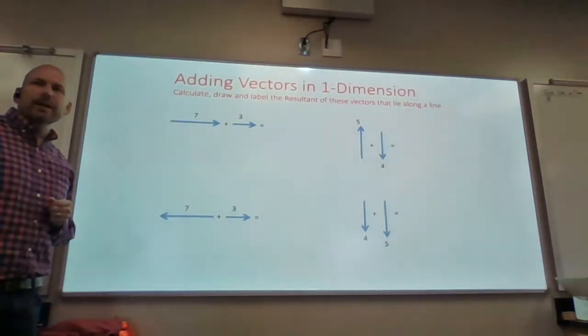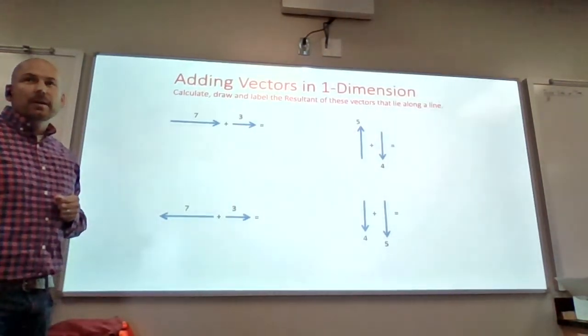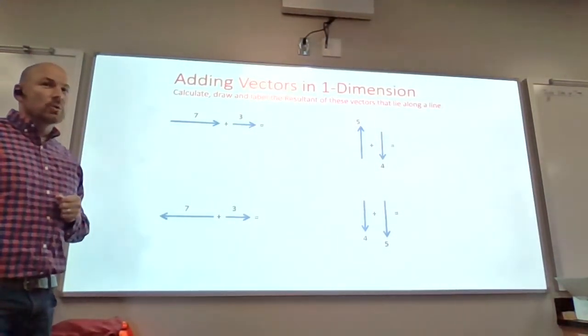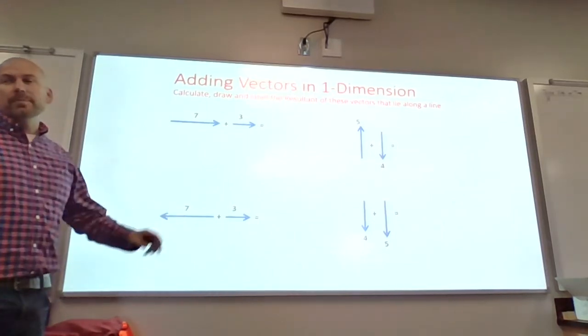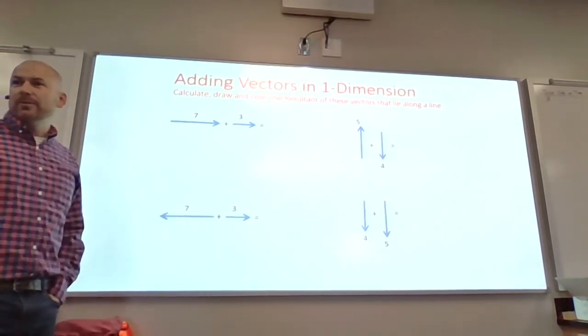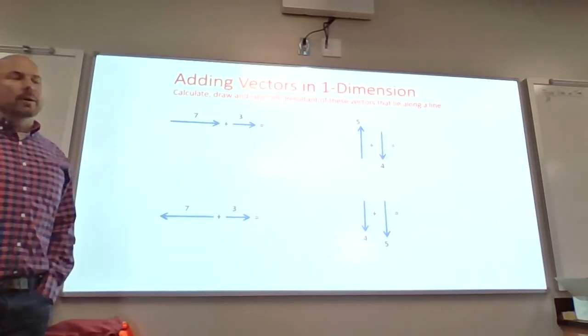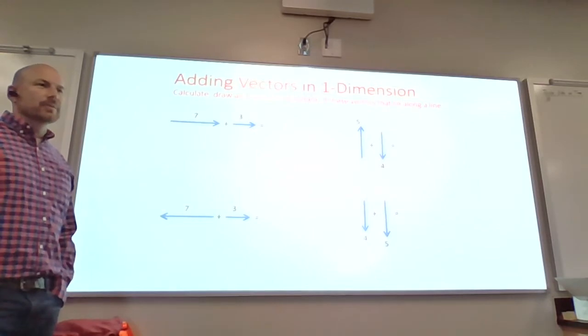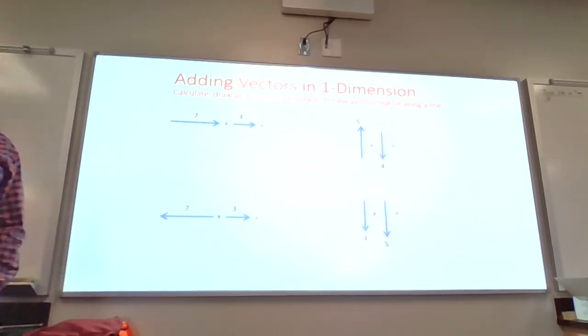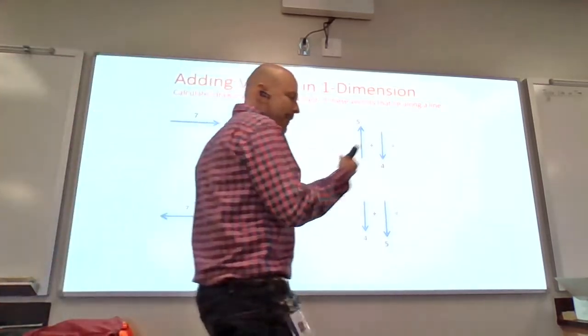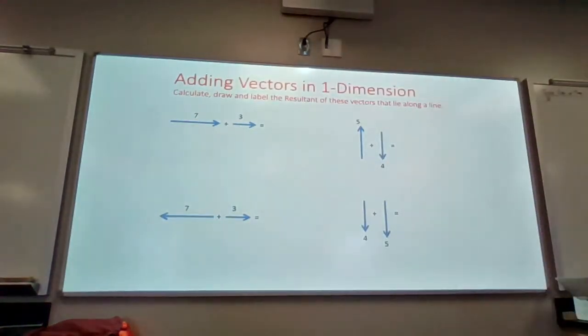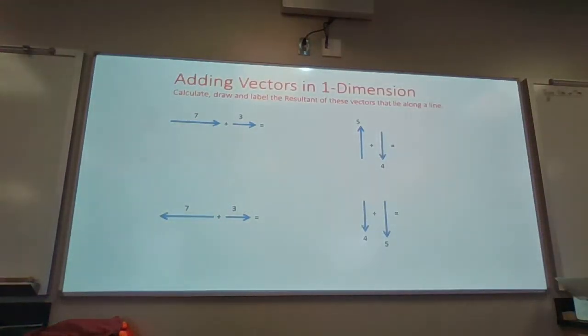So we've seen this before. 7 to the right plus 3 to the right gives you 10 to the right. 7 to the left plus 3 to the right gives you 4 to the left. 5 up plus 4 down gives you 1 up, and 4 down plus 5 down gives you 9 down. Now we have done this type of math when finding the net force, right? That's the whole point of the free body diagrams. We just draw the forces, find the net force.